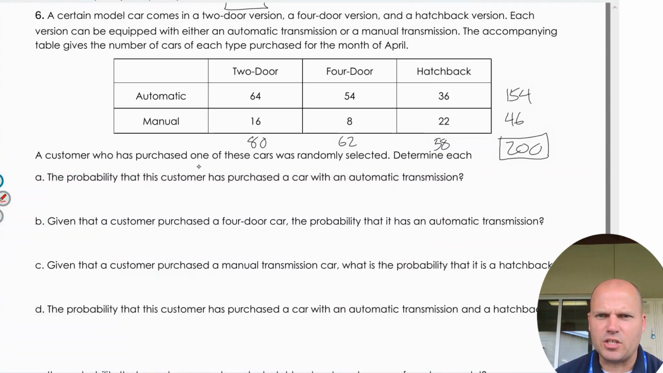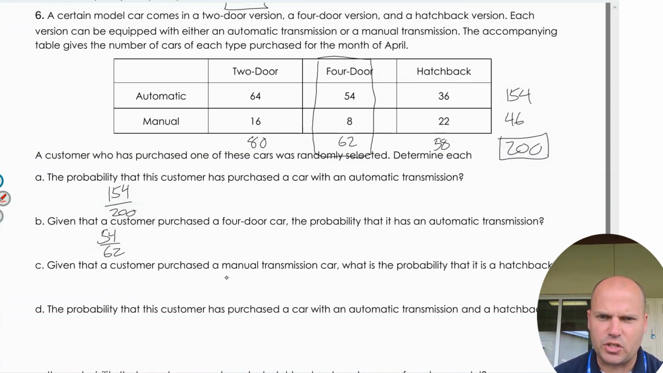What's the probability that this customer has purchased a car with an automatic transmission? 154 out of the 200. Given that the customer purchased a four-door car, probability that is automatic. That's the 54 out of the 62. Two-way tables are great for these questions. The given questions, the two-way tables are great.